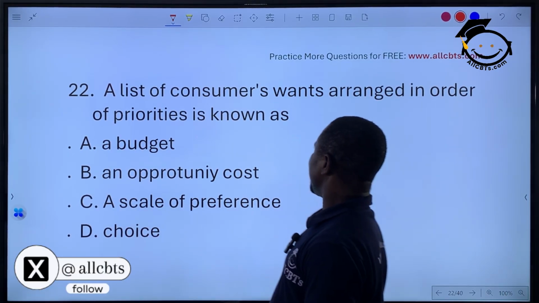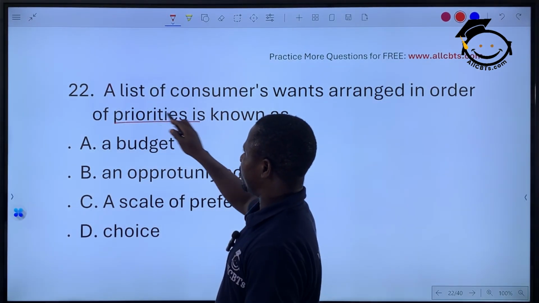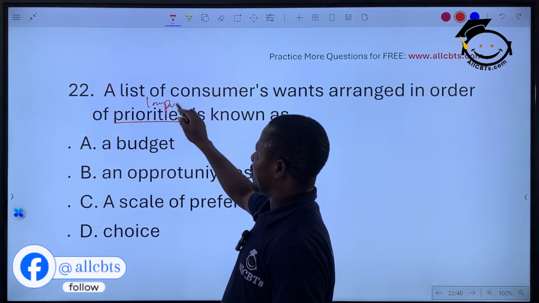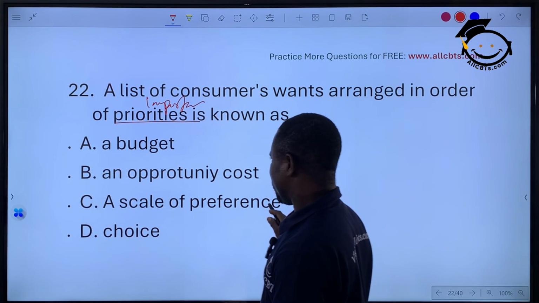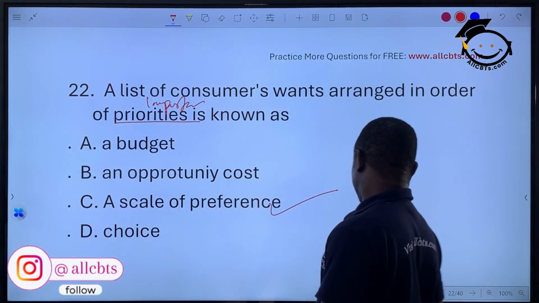The list of consumers' wants arranged in order of priorities. The word priority means how important they are. Something should come to your mind: scale of preference. Scale of preference. That's the answer for that question.